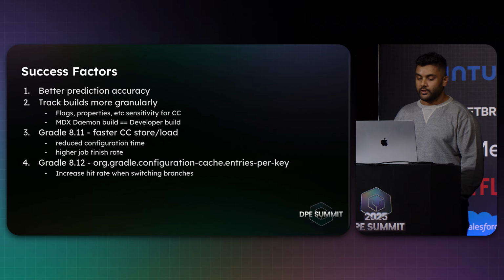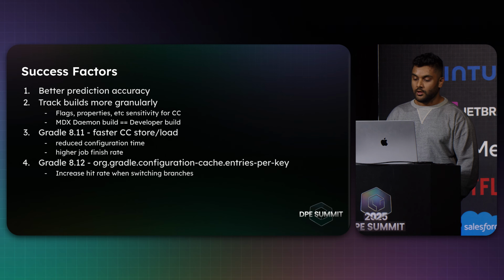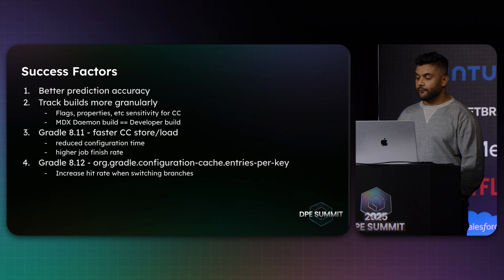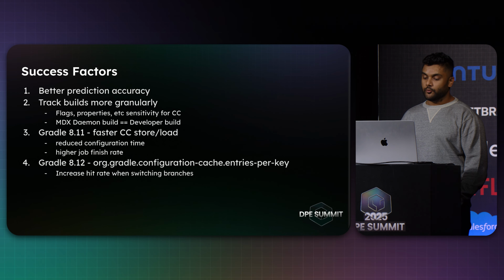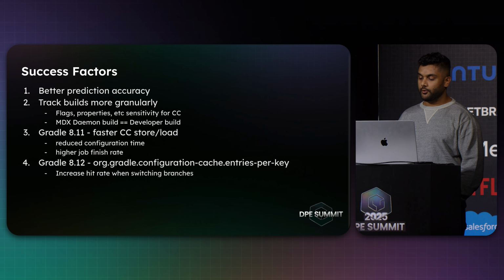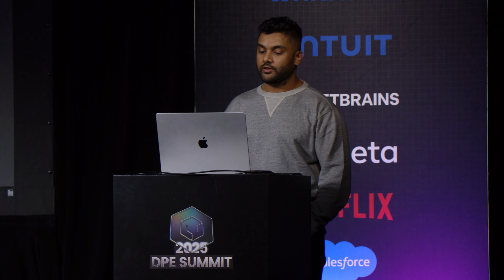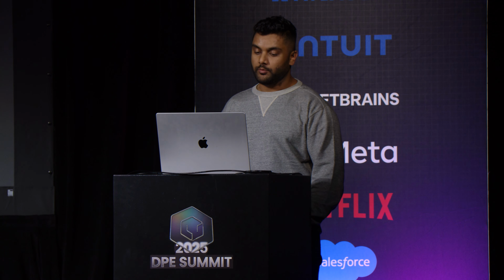The third was upgrading to Gradle 8.11. This reduced the configuration cache store and load times, causing the overall configuration time to go down. This allowed the background build to finish successfully, more consistently, and at a higher rate, and create a cache entry before being canceled by a developer build. The last is upgrading to Gradle 8.12. This introduced a new property called configuration cache entries per key, which allows us to store multiple cache entries per cache key, which helped increase the hit rate when switching Git branches, further enhanced by pre-warmed builds.